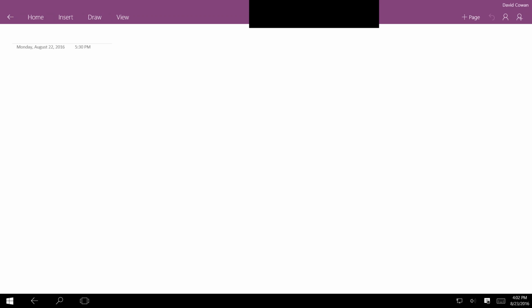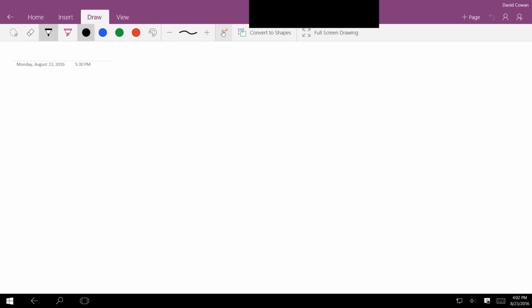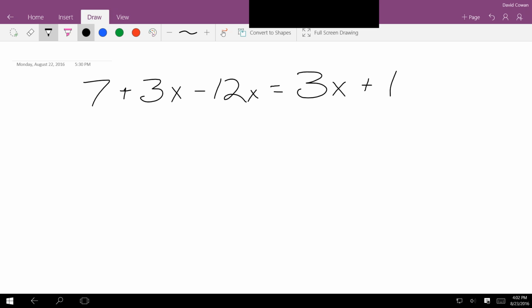My first problem is 7 plus 3x minus 12x equals 3x plus 1. What do we need to do here? What's the next step? We need to get all the x's onto one side and all the numbers onto the other. Very good. So how do I do that?